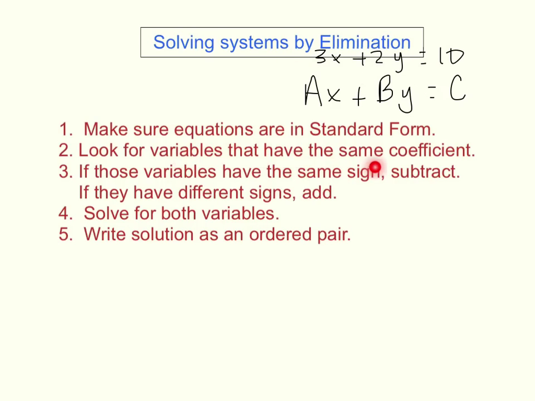We want to look for variables that have the same coefficient. And this is important. If those variables have the same sign, we'll subtract. If they have different signs, we're going to add. Then we'll solve for both of our variables, and again, you write that solution as an ordered pair. So let's do an example.